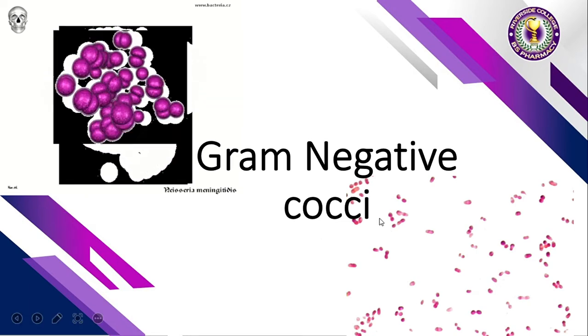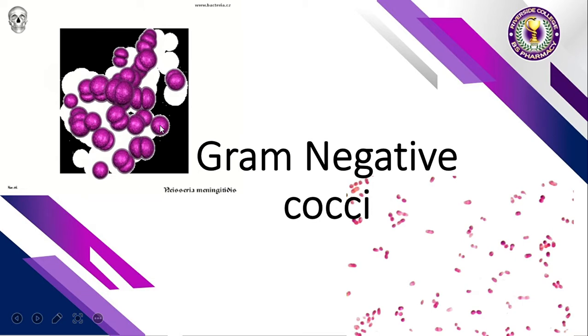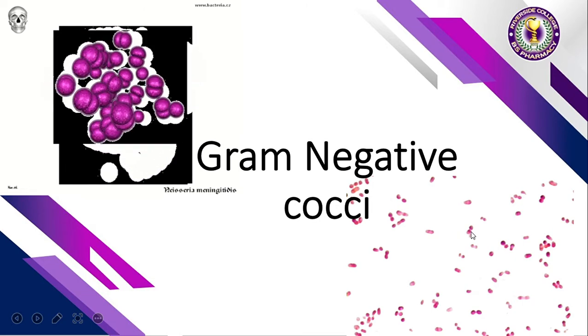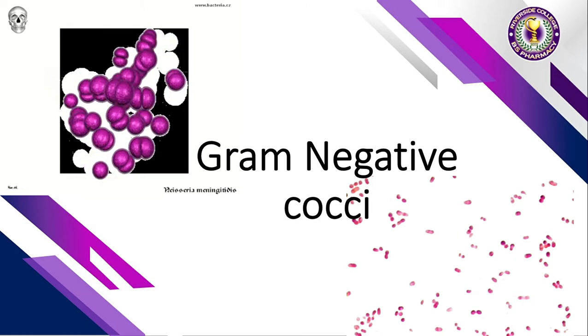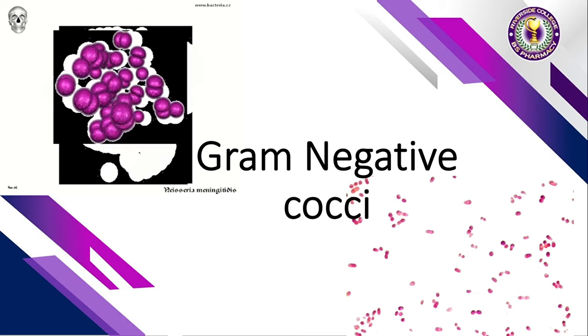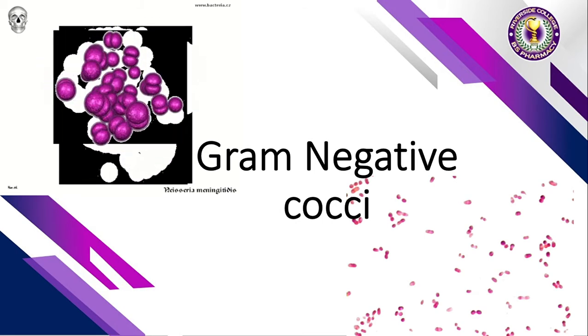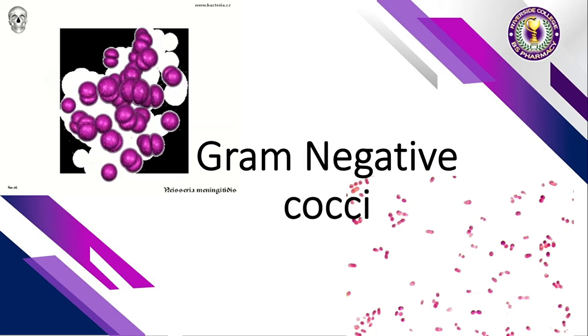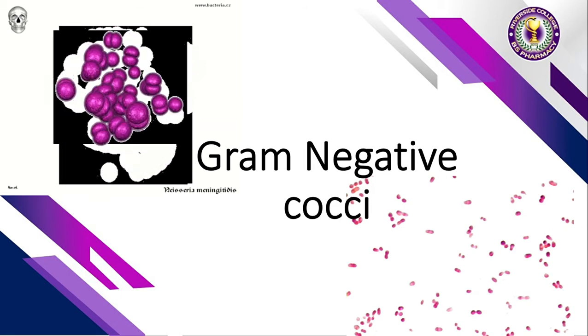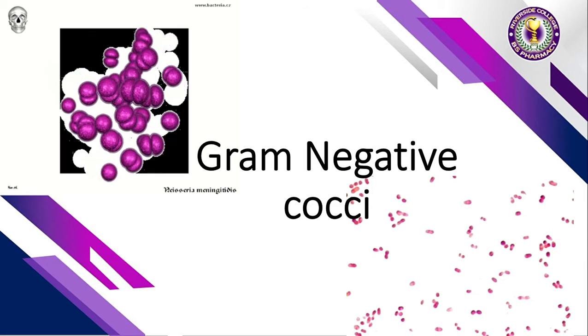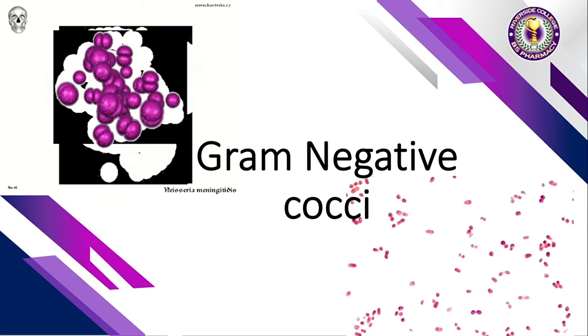So again, gram negatives appear pink due to safranin. The crystal violet stain did not adhere because of the cell wall composition of our gram-negative bacteria. They have lipopolysaccharide that resists staining.